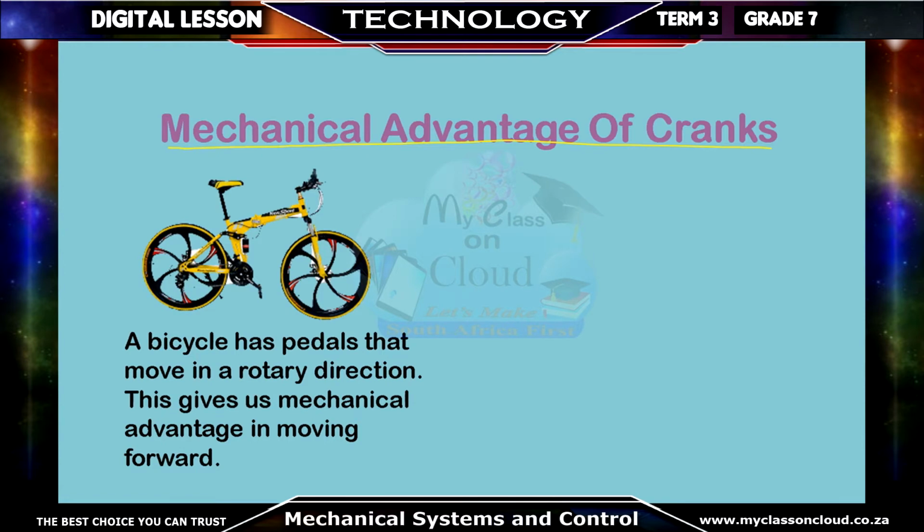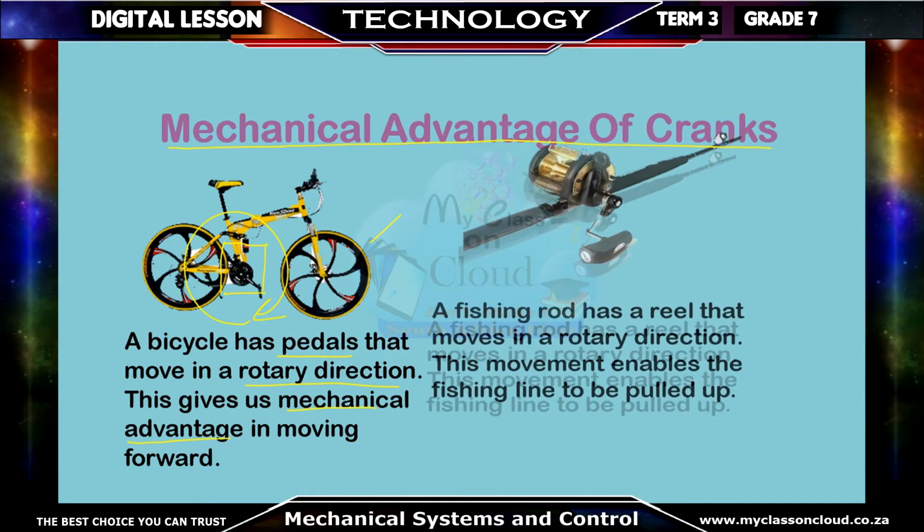Here, we have a picture of a bicycle. A bicycle has pedals. This pedal here is a type of crank. They move in a rotary direction. This gives us mechanical advantage moving forward. So, what happens here? We use a rotary movement by pedaling, and it creates linear movement, because the bicycle now starts to move.